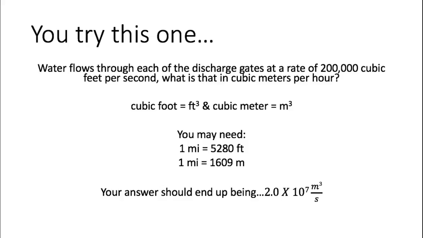In the end, your answer should be 2 times 10 to the 7th meters cubed per second. Try to set up your problem using the dimensional analysis fraction method so that you end up with that correct answer. Show your notes and your work for this sample problem to Mrs. Benke, and if you have problems getting the final correct answer, make sure you make a note of where you're getting confused and ask Mrs. Benke for help.